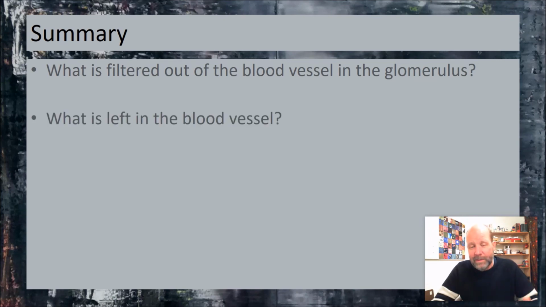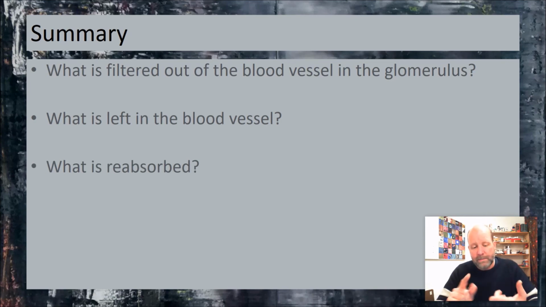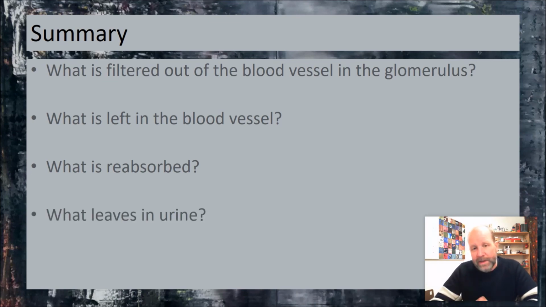What gets left in the blood vessel? Like I said, proteins and cells. What gets reabsorbed? Glucose, amino acids, everything useful, everything our body wants to keep. And what leaves in the urine? Well, that's everything else, but especially our waste products like urea.